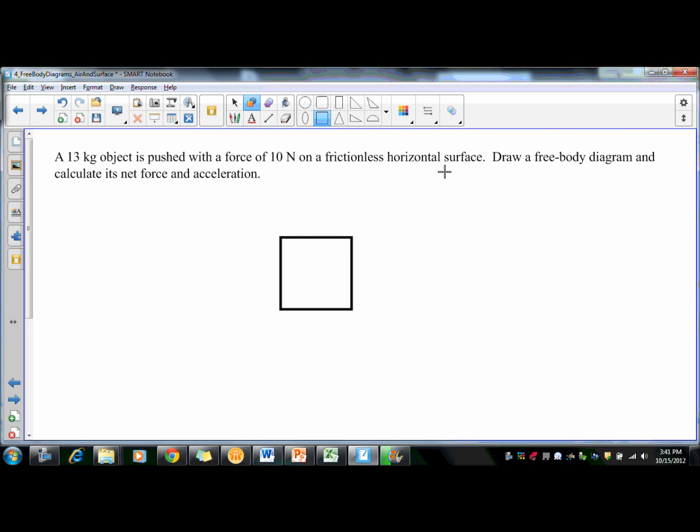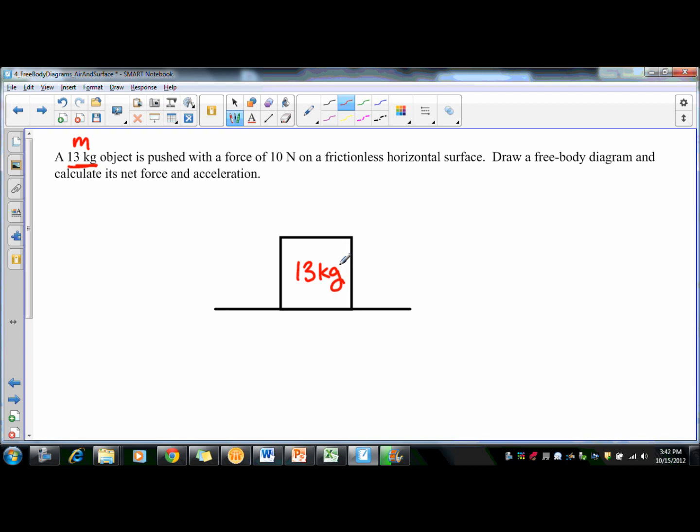So the first thing is if you know that a surface is involved, when you start your free body diagram, you draw the surface underneath it. So now we know, just looking at the picture, that our object is on a surface. The first thing we're given is 13 kilograms. Kilograms measures mass. This goes inside the box.